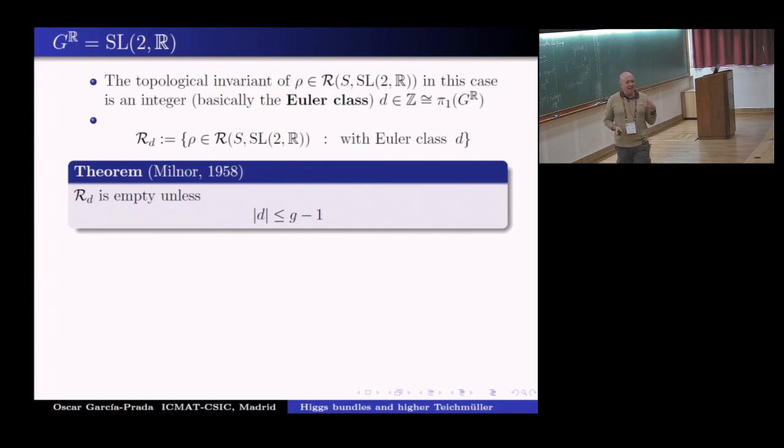There are two groups that you want to study after you understand Jacobians, the story of abelian groups. One is SU2, that's Mumford, Narasimhan and Seshadri, and the other one is SL2R. If you look at Milnor in 58, he already cared about this. I don't know what his motivation was, but for him it was the paradox, in a sense, of finding a connection in a flat bundle that was not flat.